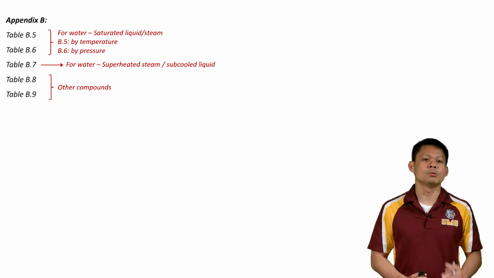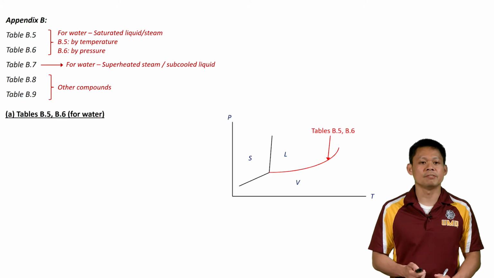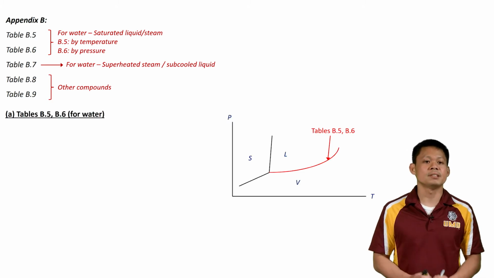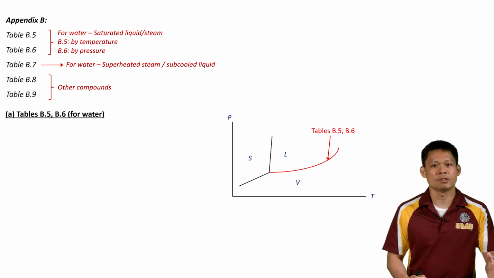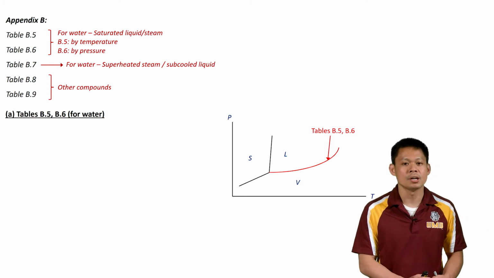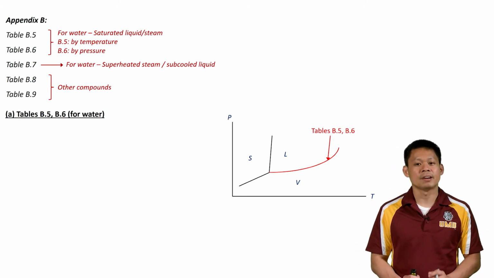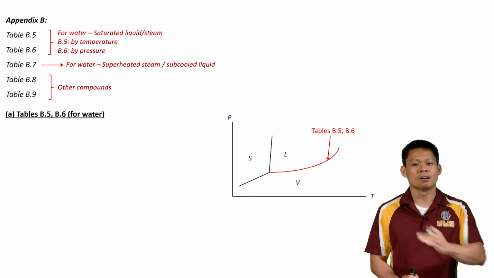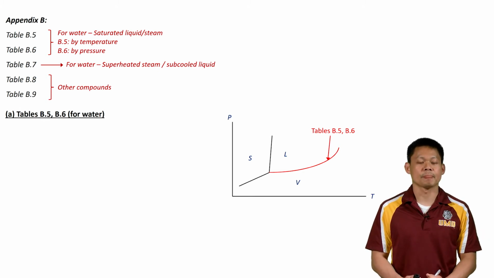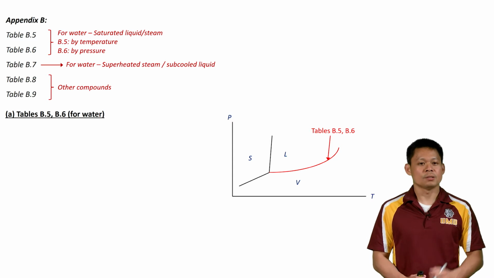All right, so let's go through each one of these tables slowly. We're going to do tables B5 first. Tables B5 and B6, like I said, they are really the same. One is arranged by temperature, one is arranged by pressure. If you look at the phase diagram, tables B5 and B6 are giving values for states that are along the vapor-liquid equilibrium line.